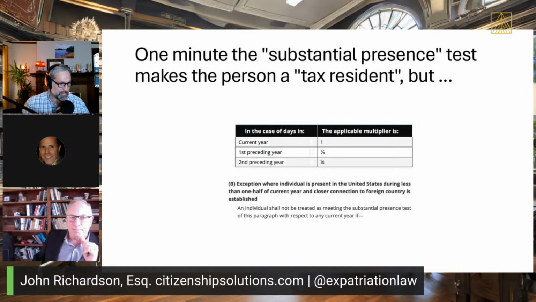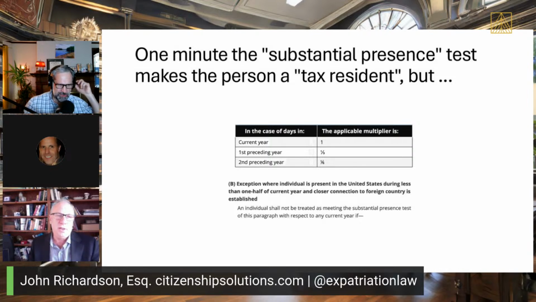Now, it gets better. So now we go to 140 days, because that's a number that's easily divisible by 2, et cetera. So with 140 days, the diagnosis from KPMG comes back: you're a tax resident.